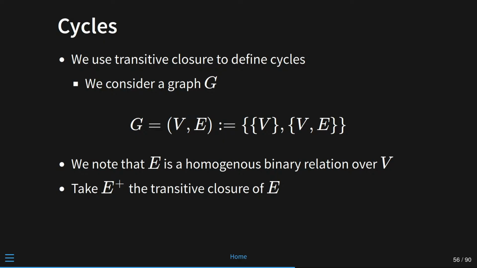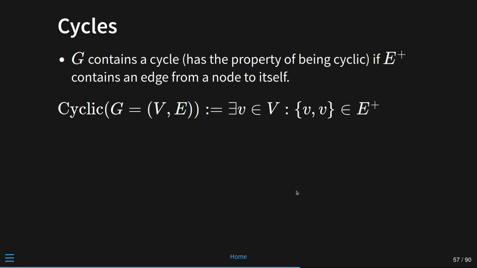We're going to consider the graph G = (V, E), and we're going to note that E is a homogeneous binary relation over V. So the edges are a homogeneous binary relation over the vertices. If we take the transitive closure of E, then we are going to say G contains a cycle, which is logically equivalent to having the property of being cyclic, if the transitive closure of E contains an edge from a node to itself. It can be an edge from any node to itself. All we need is one of them.